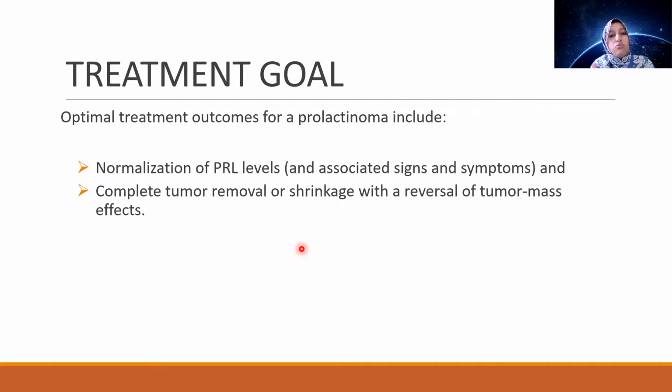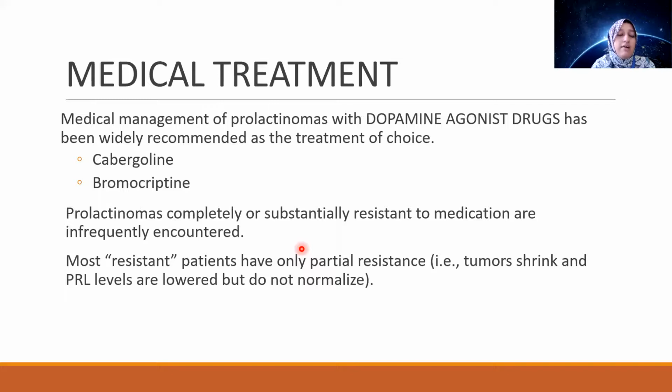So there are two main goals. Prolactin levels should come to normal. Second, the tumor should also shrink down. So these will be the two parameters that you will follow and monitor in a case of hyperprolactinemia related to prolactin secreting adenoma. Medical management of prolactinoma is with dopamine agonist drugs, and it is widely known and recommended.